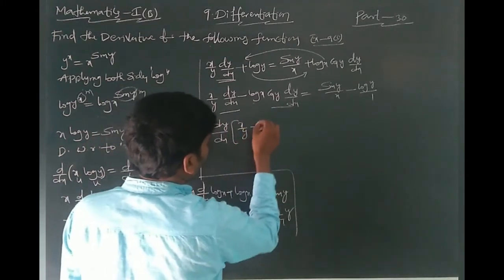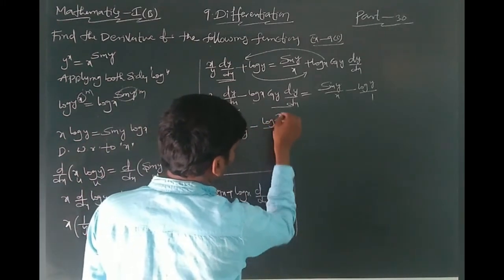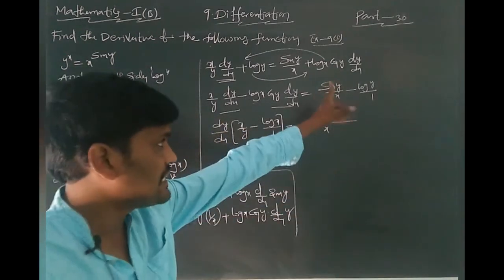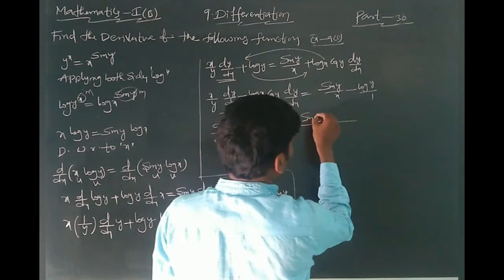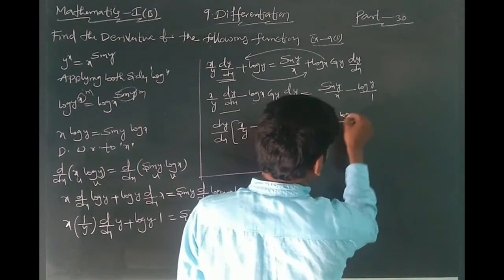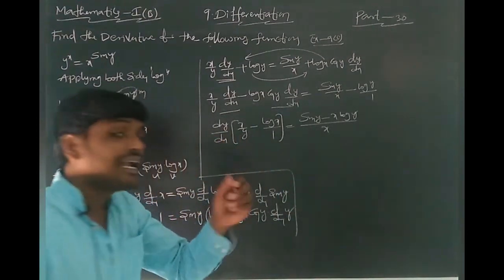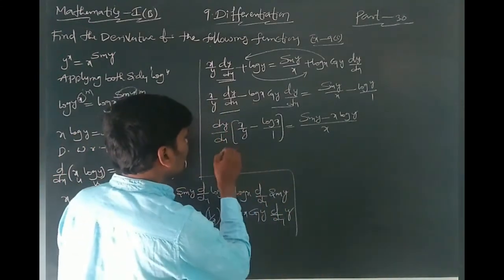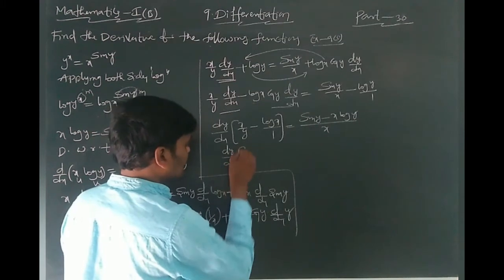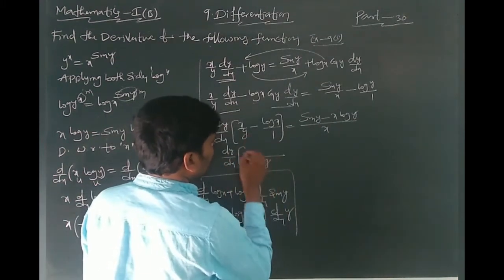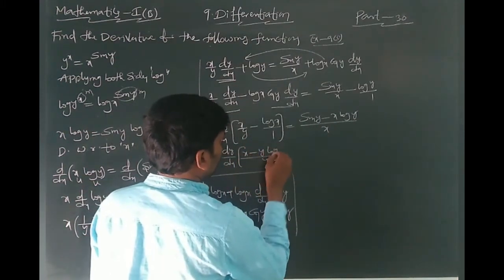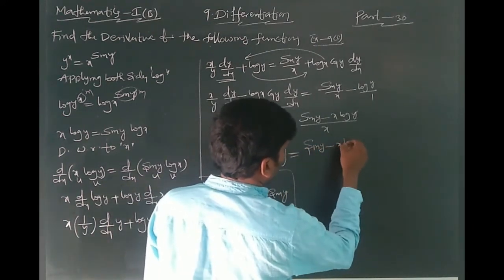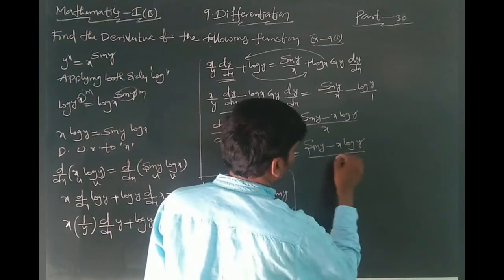X by y minus log x by 1 is equal to... In these two terms you have to take the LCM, that is x. You get sin y minus x into log y. You can find dy by dx here. Here, dy by dx, you have to take the LCM y: dy by dx into (x minus y log x) by x is equal to (sin y minus x into log y) by x.